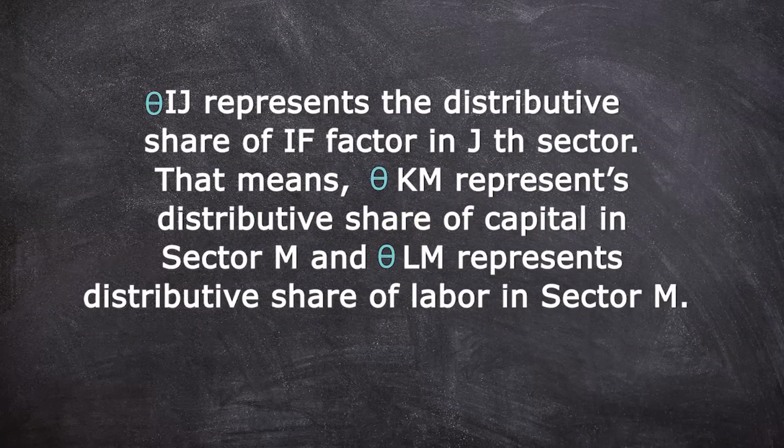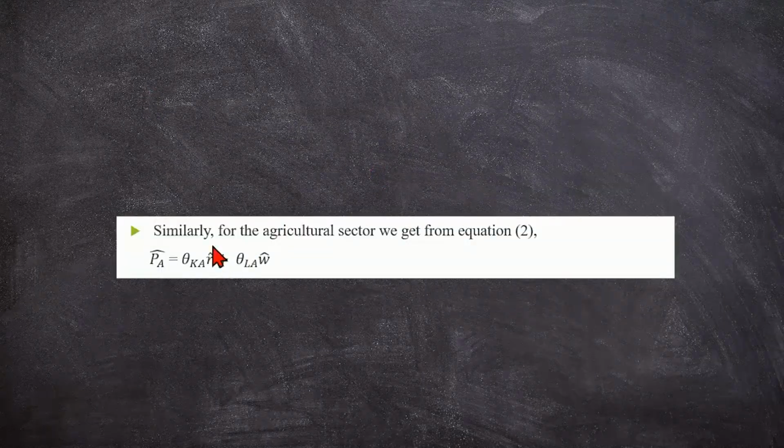Theta ij represents distributive share of ith factor in jth sector. That means theta KM represents distributive share of capital in sector M, and theta LM represents distributive share of labor in sector M. Now, for the agricultural sector also, following the same method, we get PA hat is equal to theta KA into R hat plus theta LA into W hat.